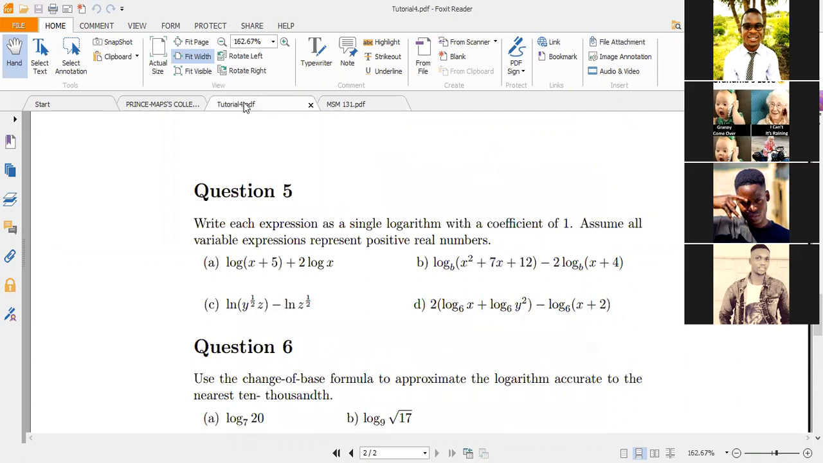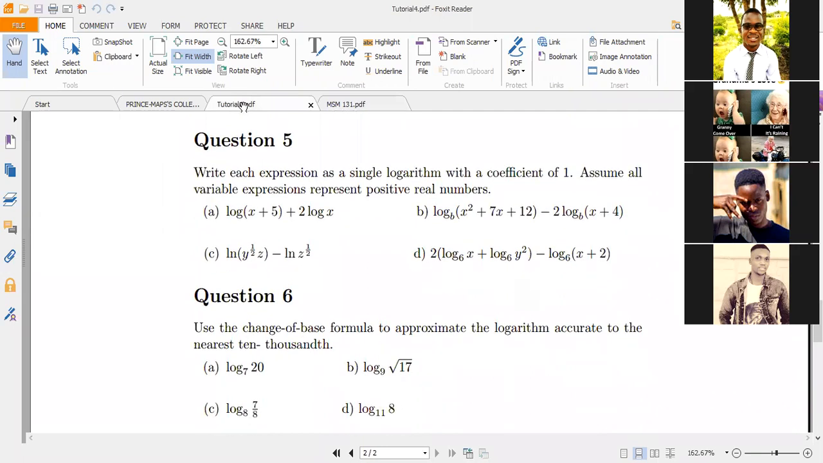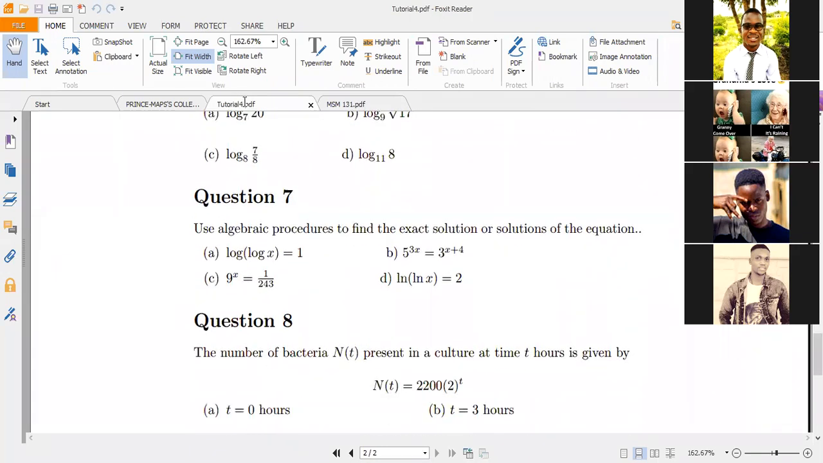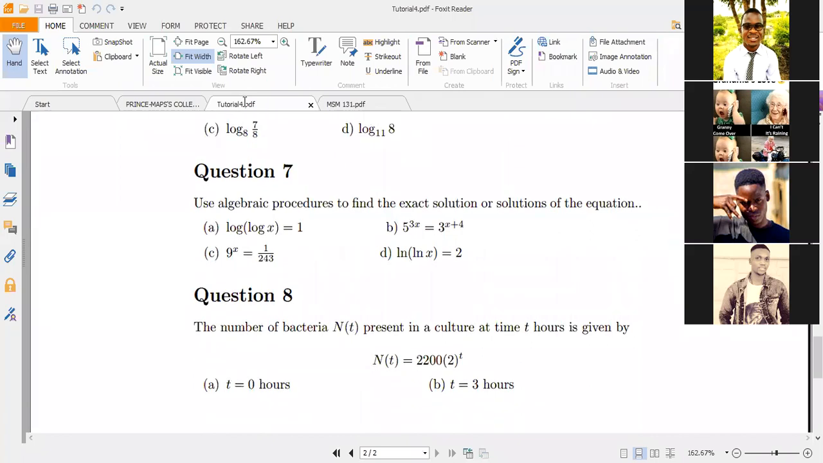Let's move to question 7. So question 7 is asking us to use algebraic procedures.